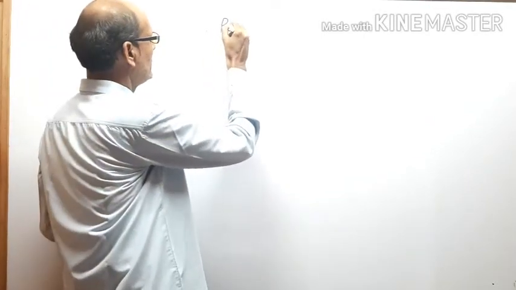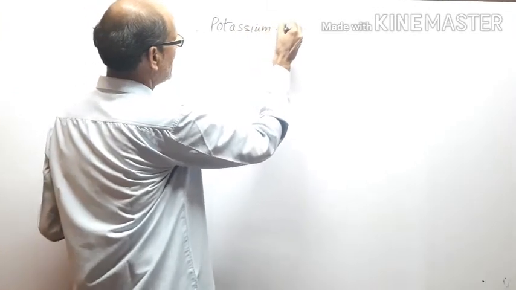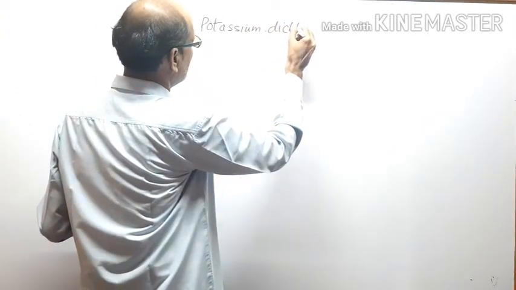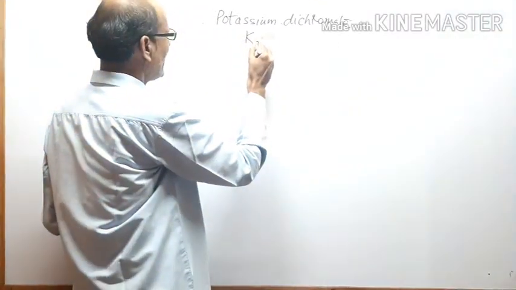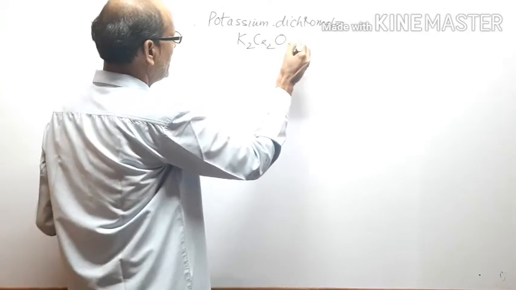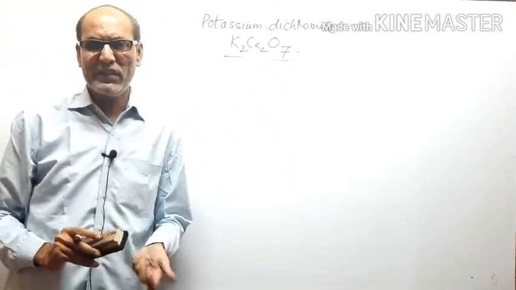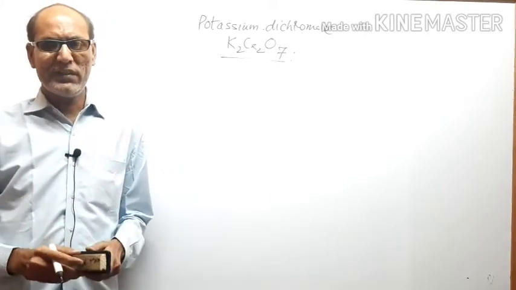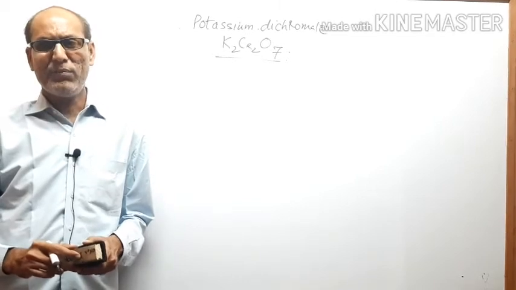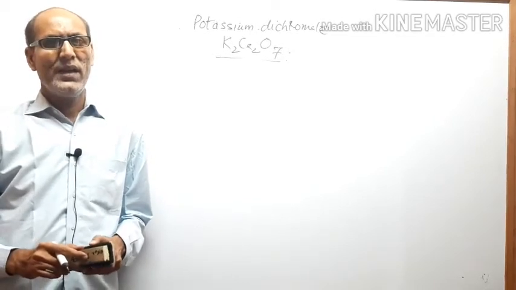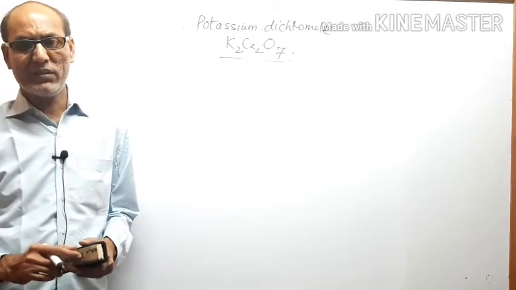Potassium dichromate, K2Cr2O7. In this topic I will teach you the preparation of potassium dichromate, the properties of potassium dichromate, and the uses of potassium dichromate.